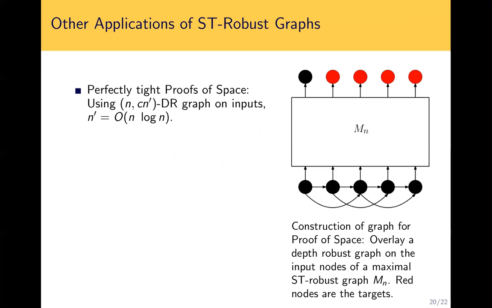And in addition to just constructing depth robust graphs, ST robust graphs may be of independent interest because they have other applications. So for example, we can use an ST robust graph to construct a perfectly tight proof of space. Here on the right, we have a construction where we take a maximal ST robust graph, Mn, and then overlay a depth robust graph over the inputs. And then the red nodes would be the target nodes. In the proof of space, a prover commits to store labels of n output nodes, which would be the target nodes colored red in the picture.